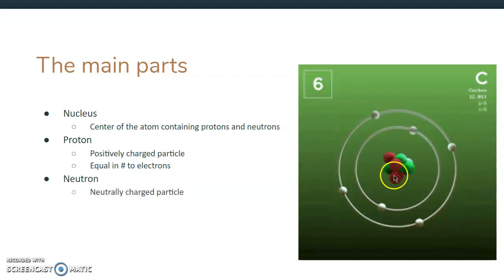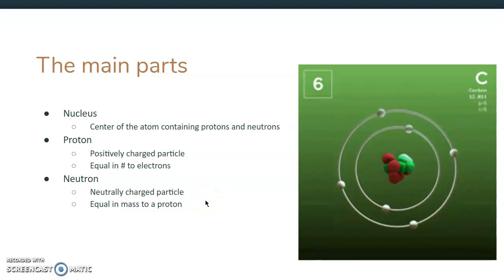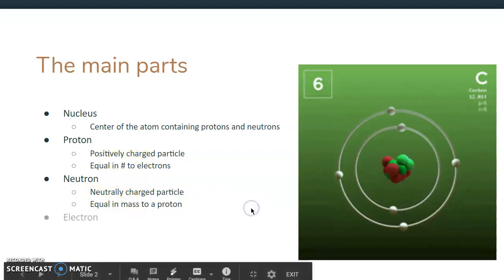Each neutron is a neutrally charged particle, and they're equal in mass to a proton. So they are measured in atomic mass units, or AMUs. So every amount of mass that a proton has, a neutron equally has.